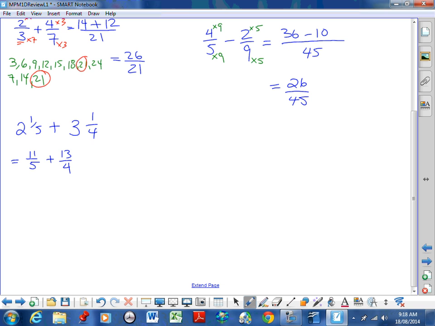Now I'm going to get a common denominator. 4 times 5 would be 20. In order to get that 20, I'd have to multiply that by 4. Whatever you do to the bottom, do to the top. Multiply by 5, top and bottom. So we'd end up with 44 plus 13 times 5, 65. So 109 over 20 would be the final answer.